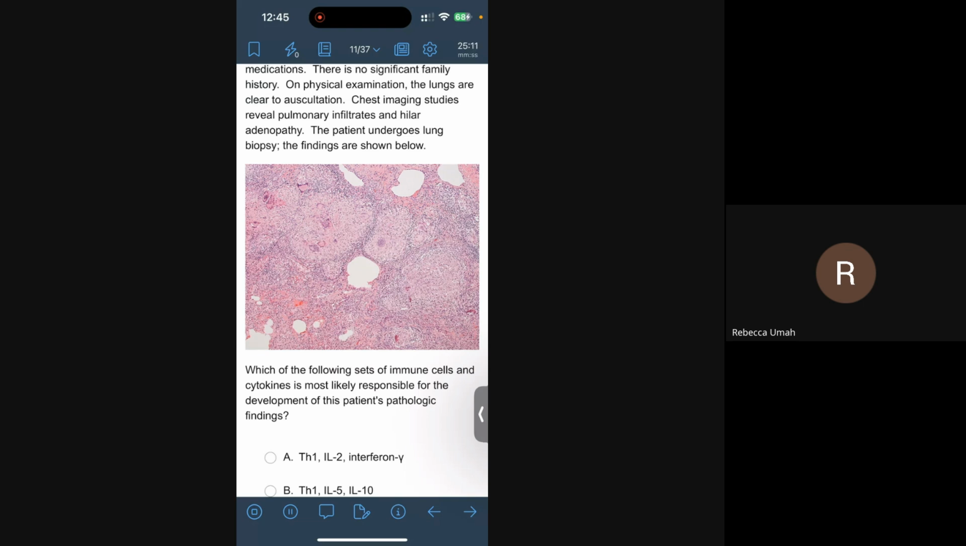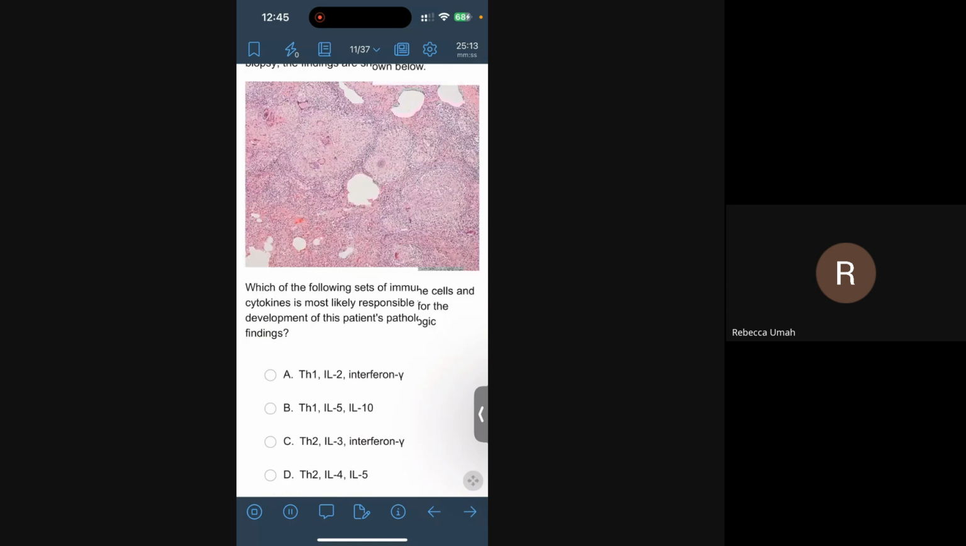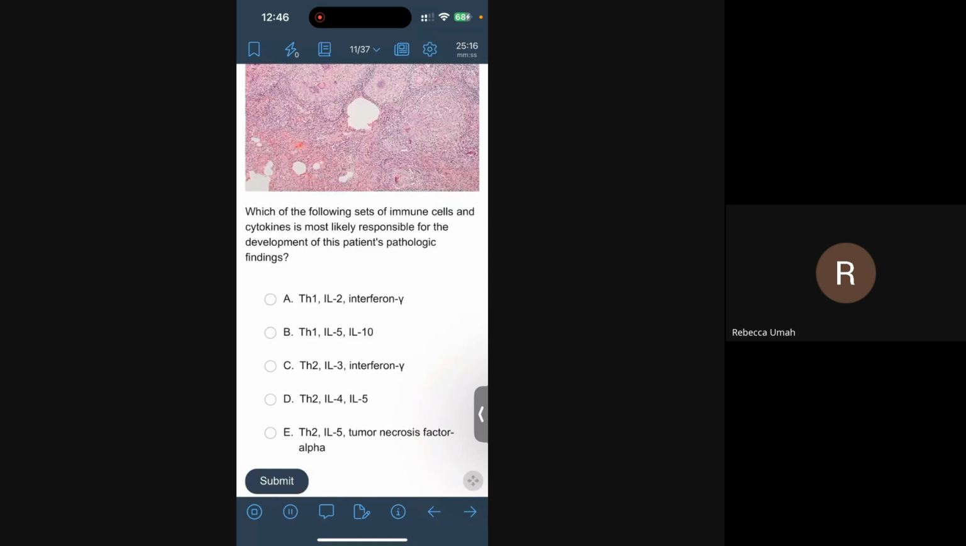We also see granulomas in sarcoidosis. So it is not option E, not option D, not option B. It is either option A or C. Now we have to select between A and C. I think it's A because CD4 is involved. Okay, A.